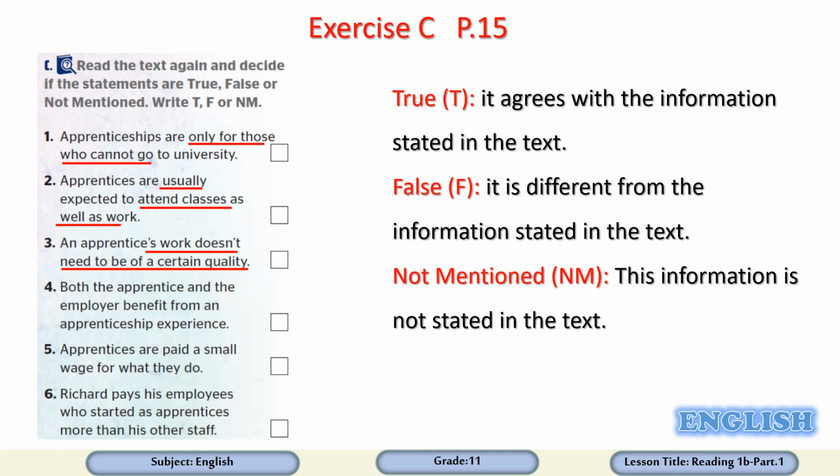Number 4, both the apprentice and the employer benefit from an apprenticeship experience. What are the keywords? Yes, very good. Both, apprentice, employer, and benefit. Number 5, apprentices are paid a small wage for what they do. Very good. The keywords will be small wage. Finally, statement 6, Richard pays his employees who started as apprentices more than his other staff. What can be the keywords in this statement? Yes, very good. Richard pays his employees, yes, more than his other staff.